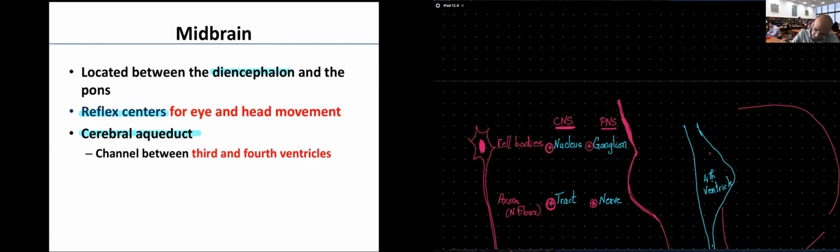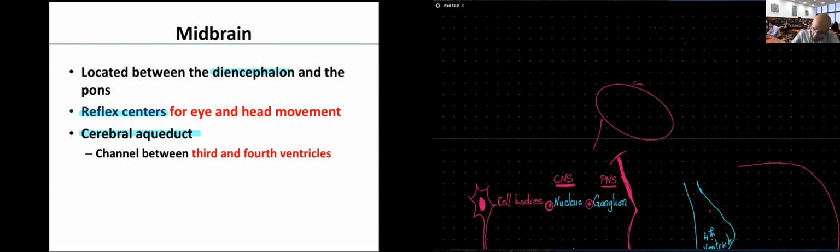Up above my midbrain here, this is going to be my hypothalamus. This is going to be my thalamus. And this is my choroid plexus and the pineal gland. So those are the different parts of my diencephalon. Embedded in the diencephalon, I've got another ventricle. It's what we call the third ventricle. This is my third ventricle.